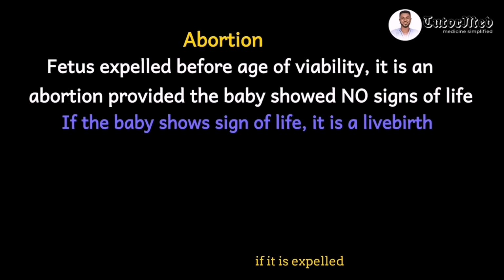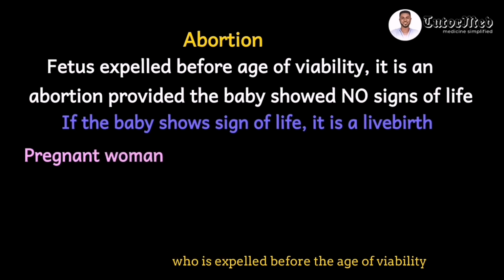If it is expelled, it is still parity. And an abortus is a baby who is expelled before the age of viability. What you are saying is that if the baby is expelled before the age of viability and comes out showing no signs of life, then it is an abortus. Once it shows a single sign of life, it is considered a live birth. A single sign of life, like struggling or attempting to breathe or moving any of its body parts, is a sign of life, and that is a live birth.